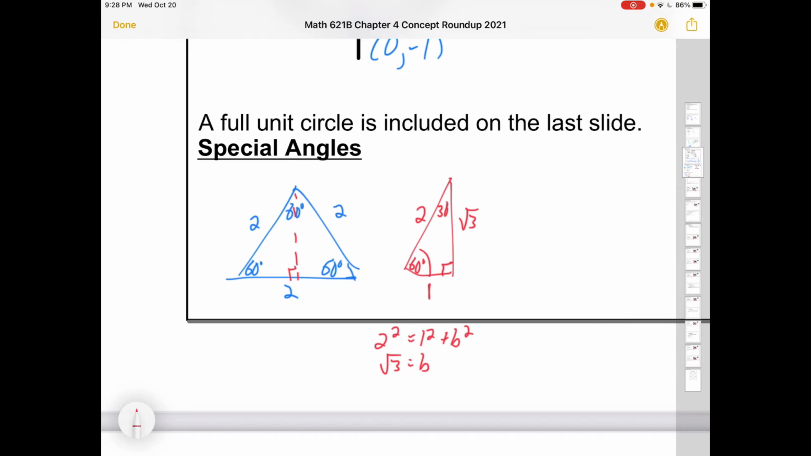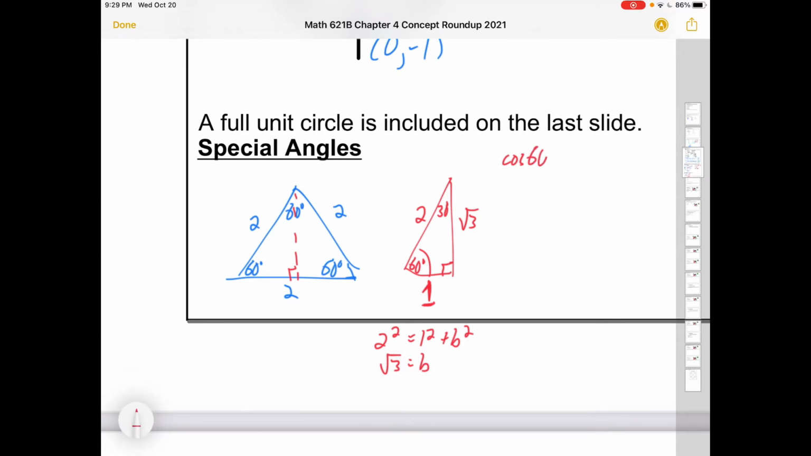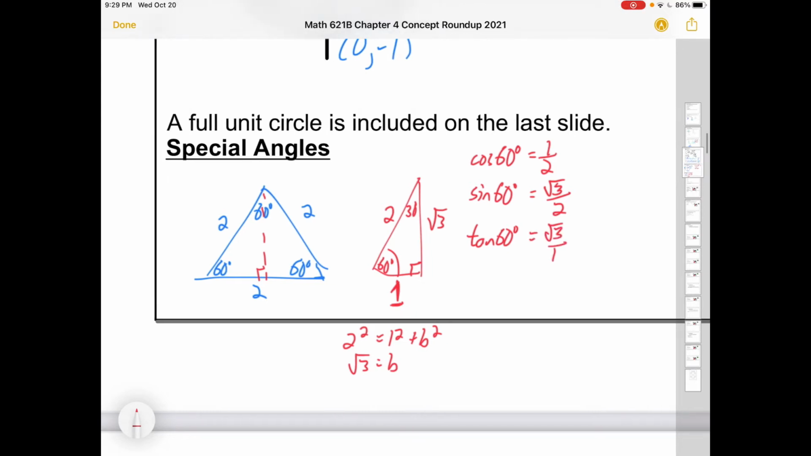If I go from 60, then the cosine from SOHCAHTOA is adjacent over hypotenuse. So the cosine of 60 degrees, let me write that with a 60, is 1 over 2. Okay. The sine of 60 degrees would be opposite over hypotenuse. And the tangent of 60 degrees would be opposite, which is root 3, over adjacent, which is 1.